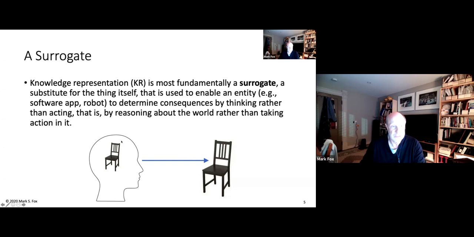That is to say, in a computer, we want, in a decision-making situation, to anticipate or deduce what the consequences of our actions or decisions are going to be without actually affecting the world directly. That is, we want to be able to explore the space of alternative decisions without having an impact on the real world until we find what we believe is a good decision based upon this surrogate, based upon this knowledge representation.